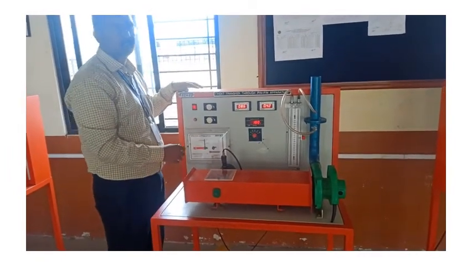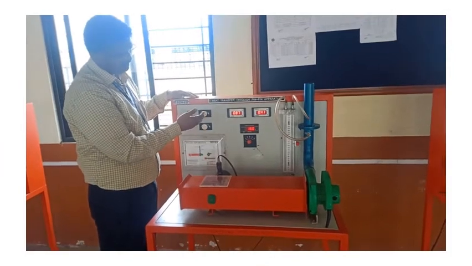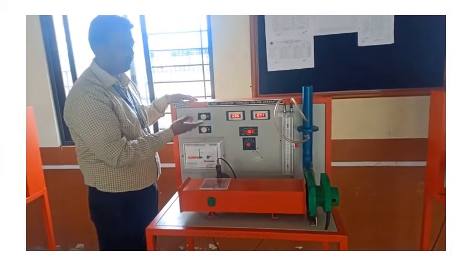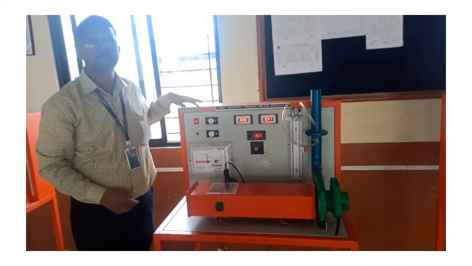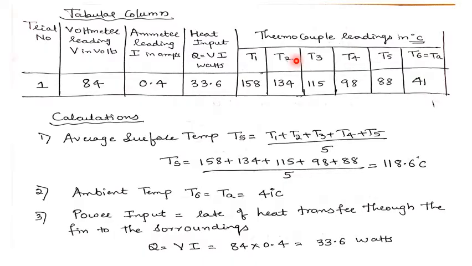So next we'll set the reading for 90 volts, and we'll take the second set of readings. So now we will note down all the readings in the tabular column. That is, voltmeter reading is 84 volts, ammeter reading is 0.4. So heat input, that is Q, is equal to V into I. We have already calculated this, 84 into 0.4, it is 33.6 watts. Whereas T1 temperature is 158, T2 is 134, T3 is 115, T4 is 98, T5 is 88, and this is the chamber temperature, 41 degree centigrade.